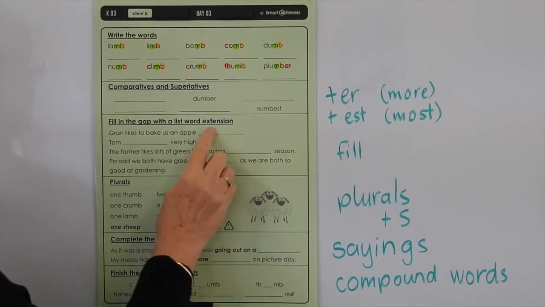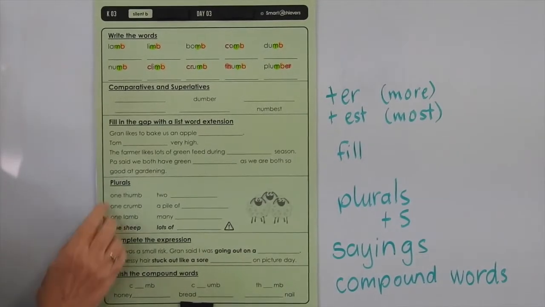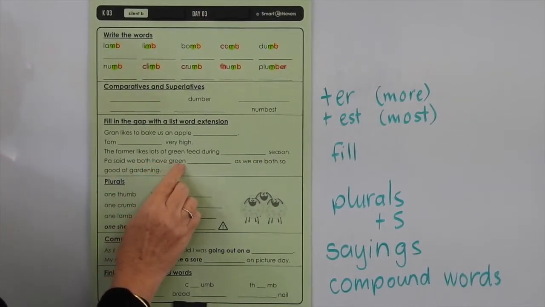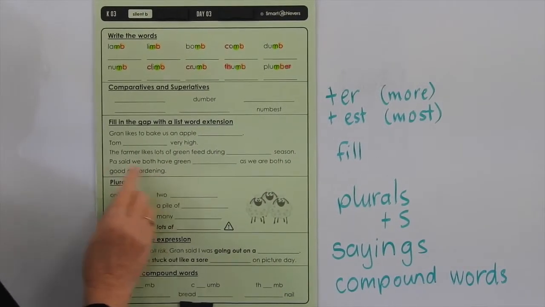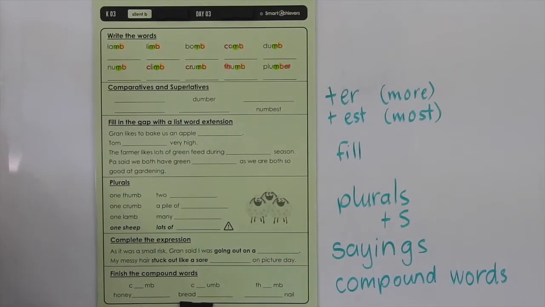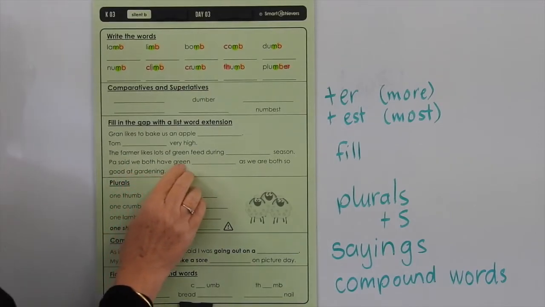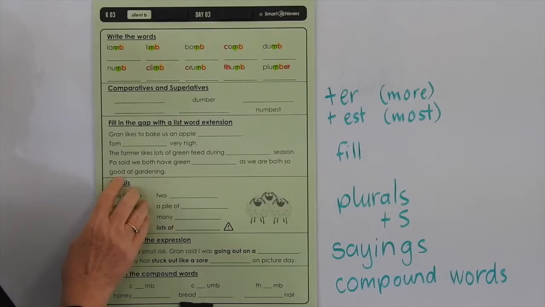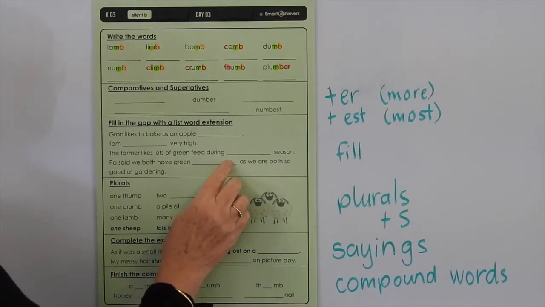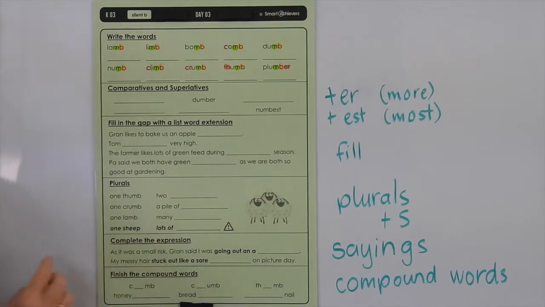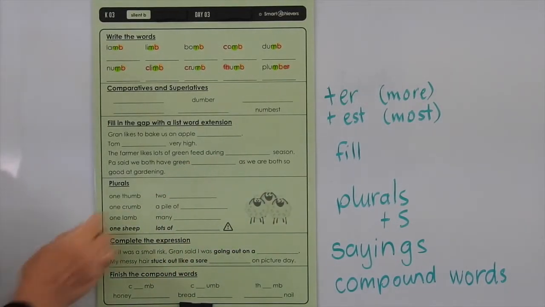So the endings are very important in these words. Pa said we both have green something as we are both so good at gardening. So what would you need to have? It's a bit of a saying, an idiom, this one. When you say someone has a green thumb, you're implying that they're good at gardening. So Pa said we both have green thumbs. We'd have to write it in its plural form because we're talking about two people.